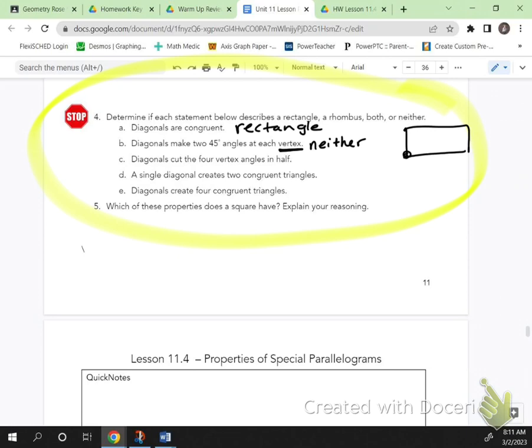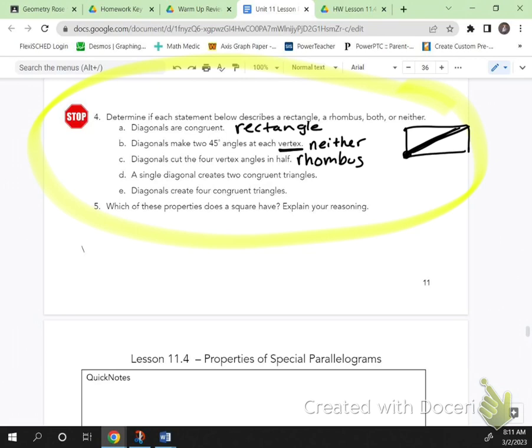How about diagonals cut the 4 vertex angles in half? Rectangle. It really doesn't cut them in half. Which one does it do it in? A rhombus. So be careful. Diagonals don't cut those angles in half in a rectangle, but it does in a rhombus.